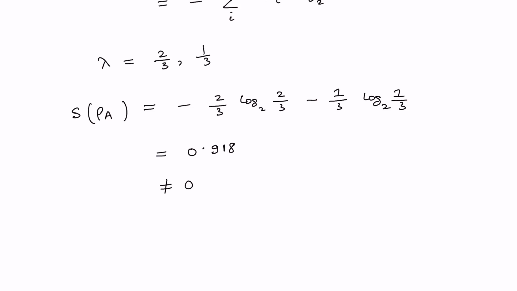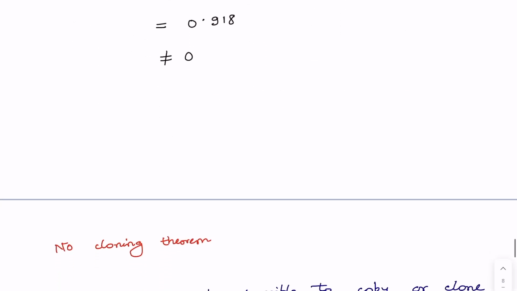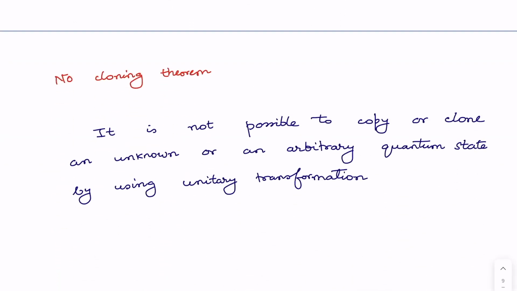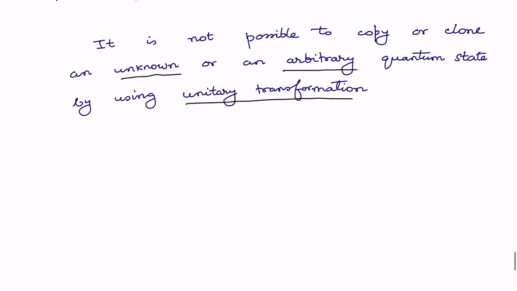Now let us discuss a very important topic called the no cloning theorem. It's a very important concept in quantum computation and it affects quantum computing quite deeply. The no cloning theorem is stated as follows: it is not possible to copy or clone an unknown or arbitrary quantum state by using a unitary transformation. And by the way, all of you know that a unitary transformation is carried out by the so-called quantum gate operation. Let us prove this no cloning theorem.